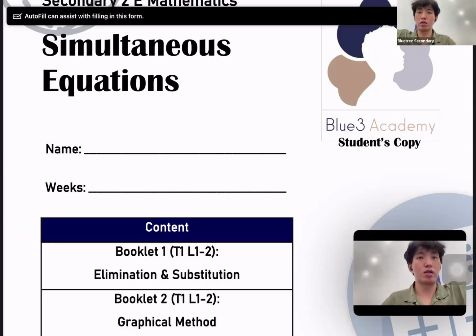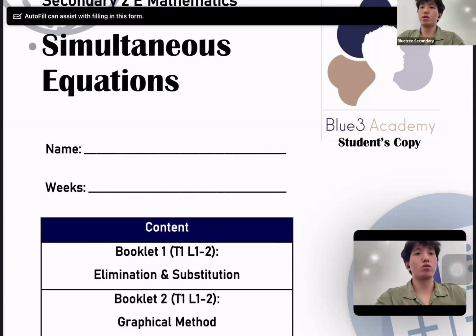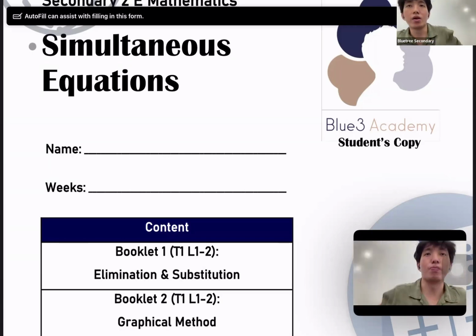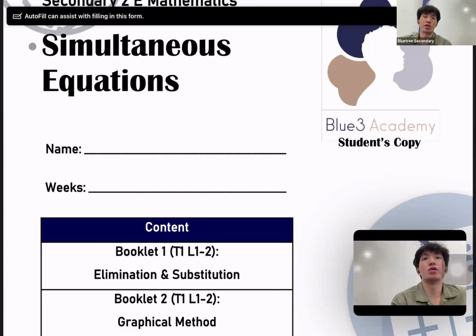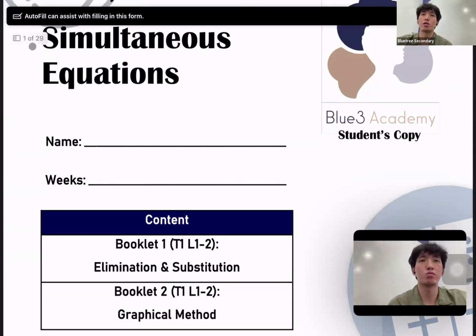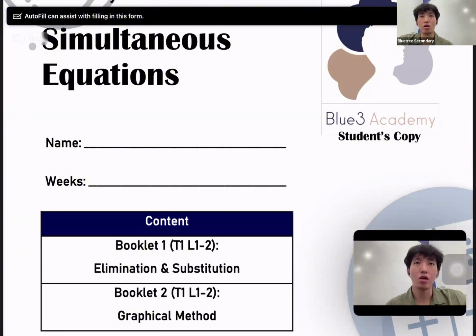Okay, let's start. So, simultaneous equations. Let's just run through a bit on what simultaneous equations is. You would have probably covered a bit during Head Start already if you were there for Head Start. So simultaneous equations means that we have two equations at the same time. Simultaneous normally means at the same time.